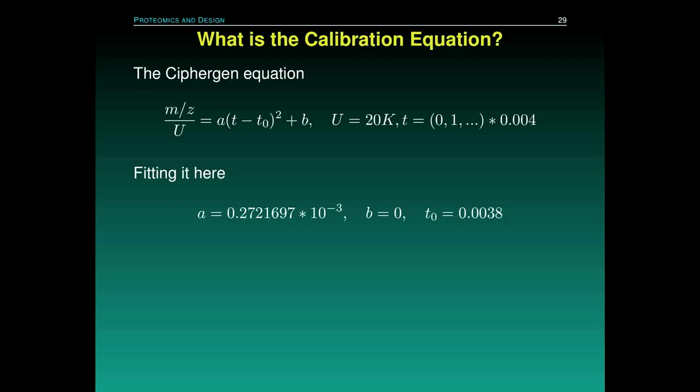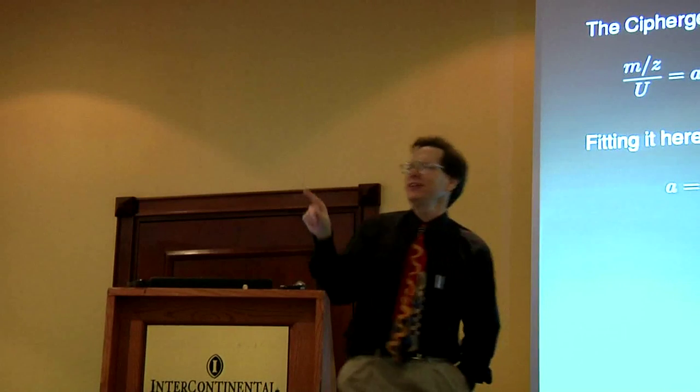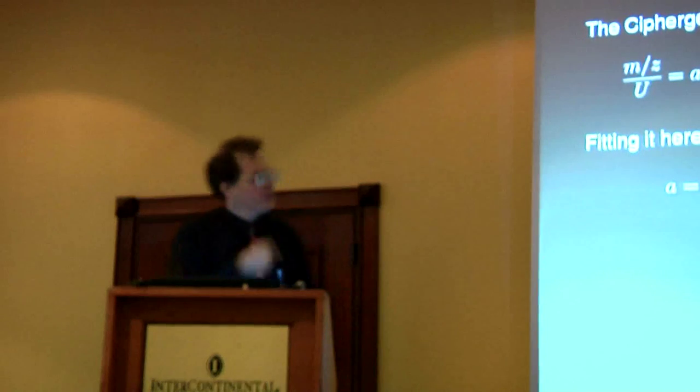So here is the form of the quadratic that Cyphergen uses: there's an A, T naught, and B. Those are the three numbers they're looking for. And as it turns out, if you plug in these three parameter values, they will give you precisely the values they report. Now, I want you to notice this one right here. That's an exact zero. Who here has obtained an exact zero in doing a fit to real data? Okay, good. I'm not seeing hands. That's reassuring. So how did this happen?